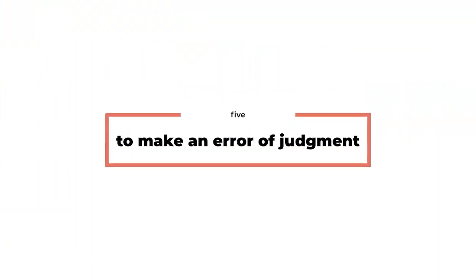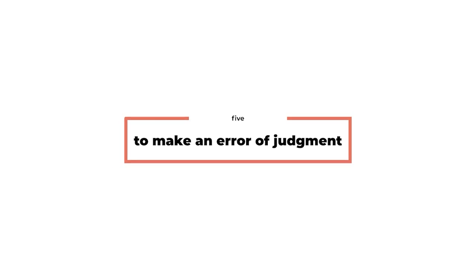The next expression is to make an error of judgment. To make an error of judgment. So to make an error is very similar to make a mistake. To make a mistake. And it's always to make, guys. Never do a mistake or an error.